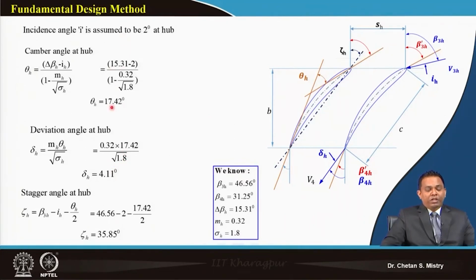So, if we put this in, my camber angle at the hub is coming 17.42, my deviation angle is 4.11, and my stagger angle is coming 35.85 degrees. Okay. You can cross verify this once you do your pen and paper calculation, that will give you the idea for the calculation.